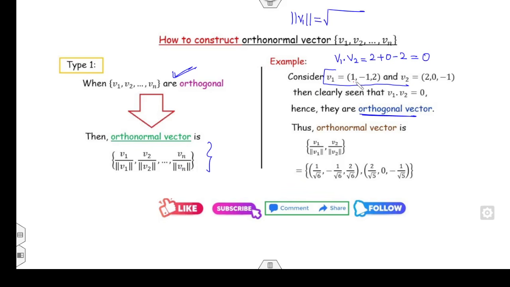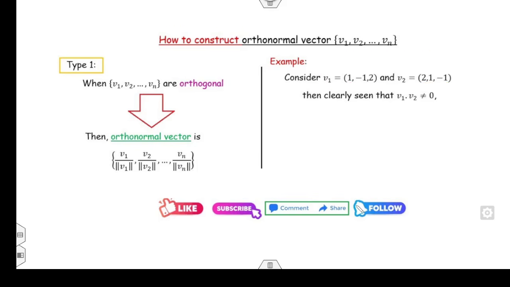You take the square of each element: 1, minus 1 squared is plus 1, 2 squared is 4. That gives root 6. So you have to divide by root 6. Similarly, you can define the norm of v2, which is the root of 4 plus 0 plus 1, that is root 5.